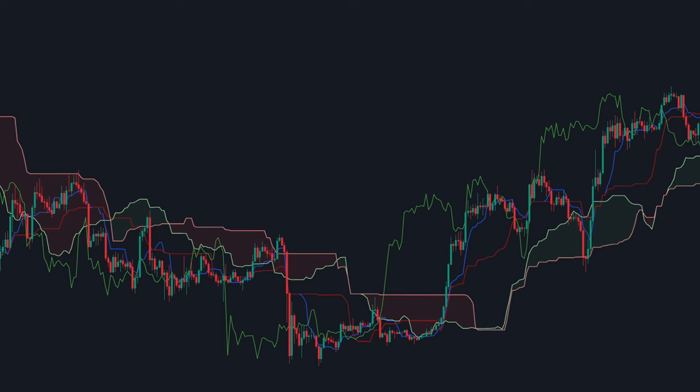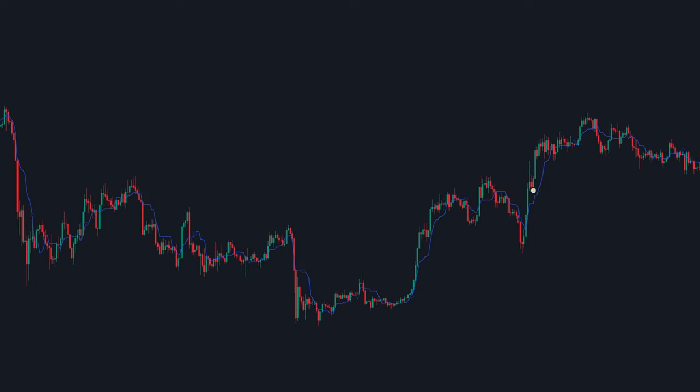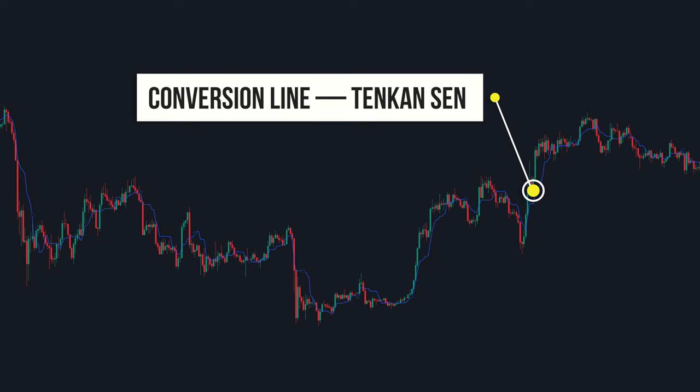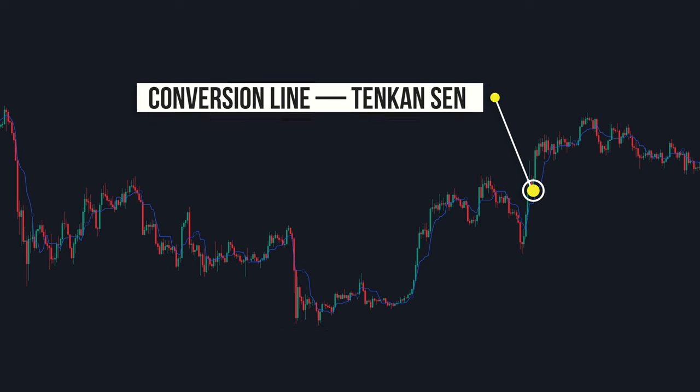It's got five key lines that give us a deep understanding into what's happening in the market. First up, we've got the conversion line, also known as Tenkan Sen. This line looks at the average of the highest high and lowest low over the past 9 periods. It's like a quick snapshot of short-term momentum, helping us spot those quick changes in direction.